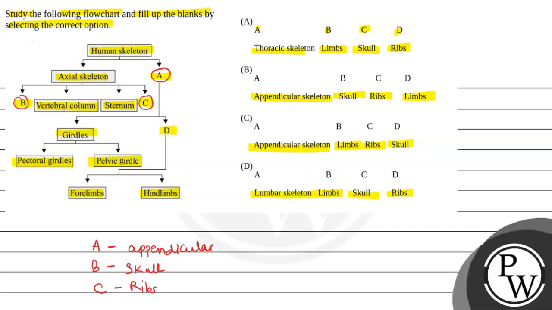Then the appendicular skeleton is further divided into girdles and D. So D will be limbs because the appendicular skeleton has limbs and girdles. Limbs are further divided into forelimbs and hind limbs. So A is appendicular, B is skull, C is ribs, and D is limbs.